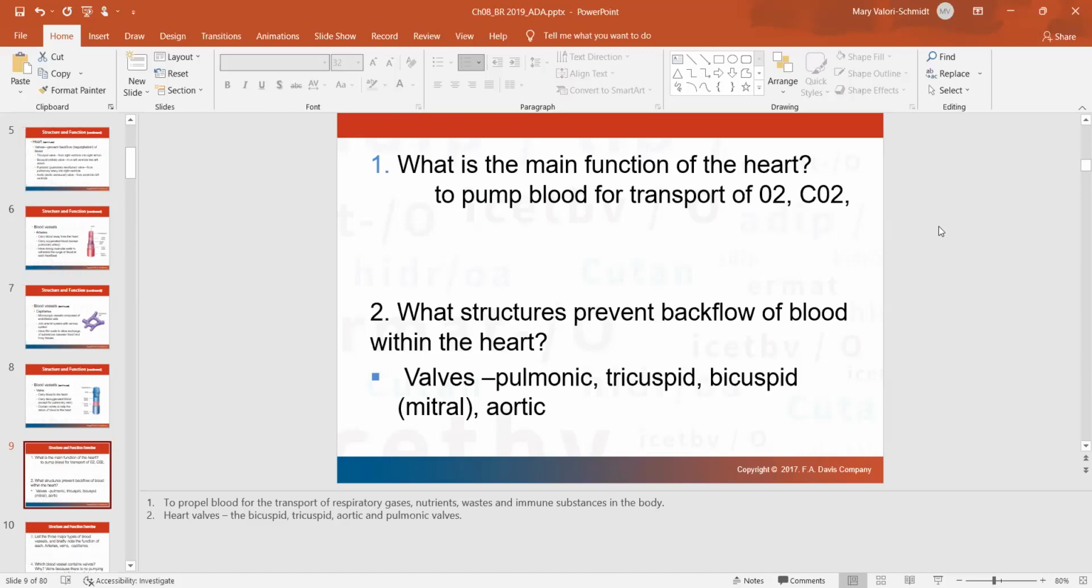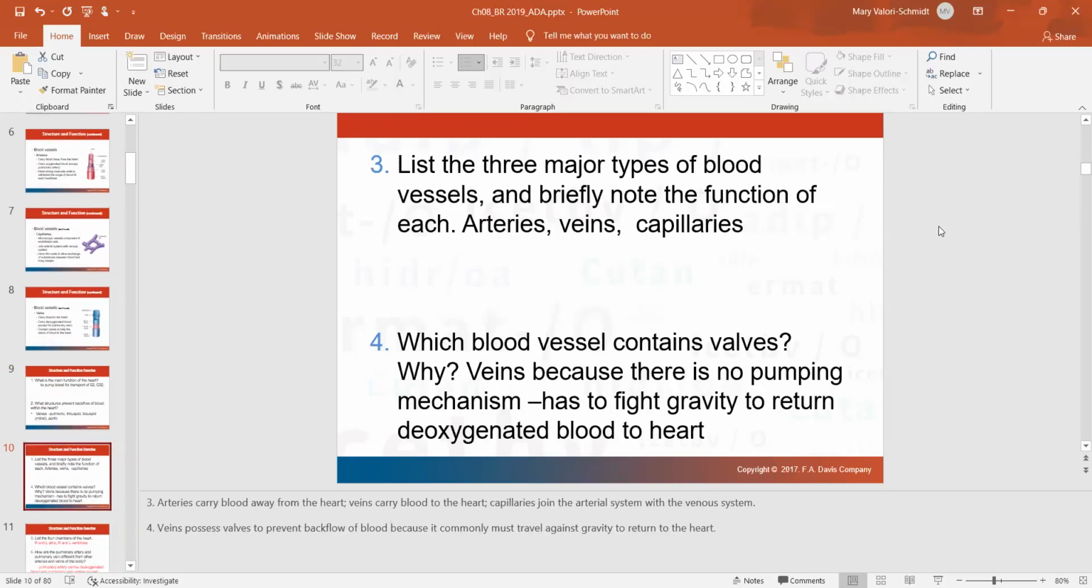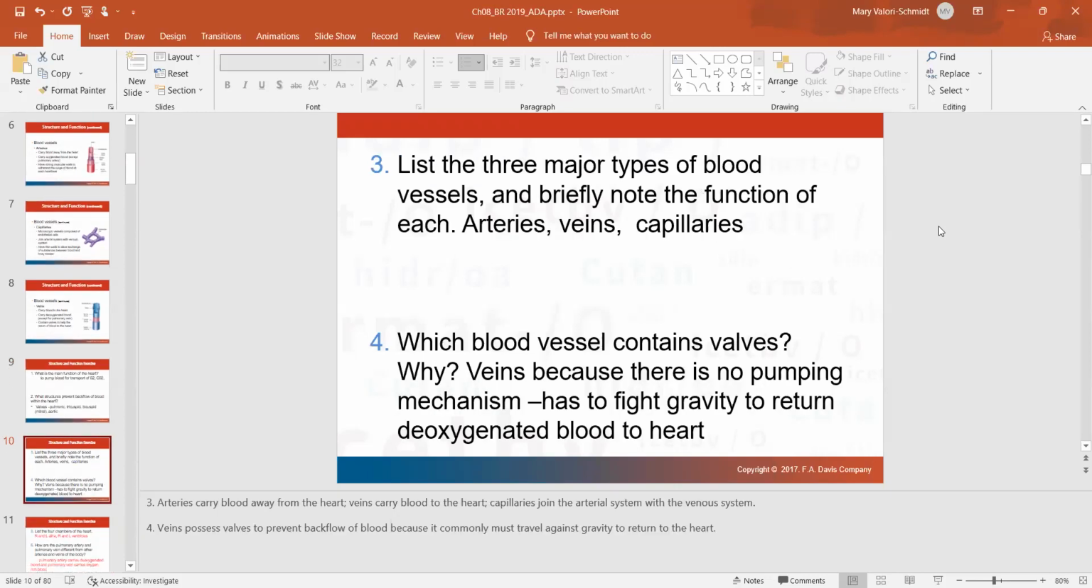There are structures inside the heart that prevent backflow of blood. I explain it like this. Your entire body is basically South Philadelphia because everything's a one-way street. If anything goes backwards, you have a problem. So to prevent backflow of blood inside the heart, you have valves. And there are 4 valves: the pulmonic, the tricuspid, the bicuspid, which is really known as the mitral, and the aortic valve, okay?